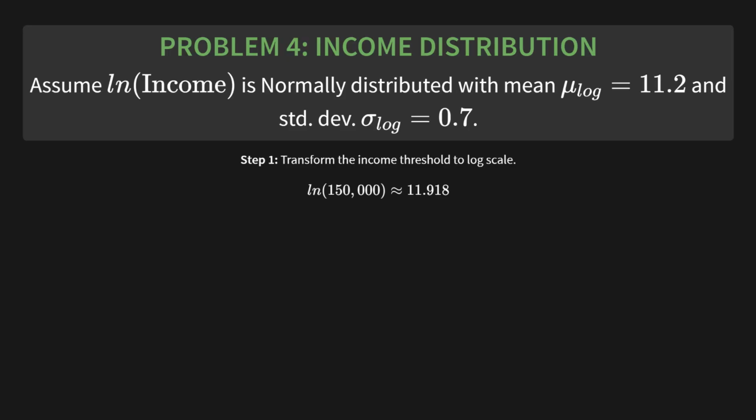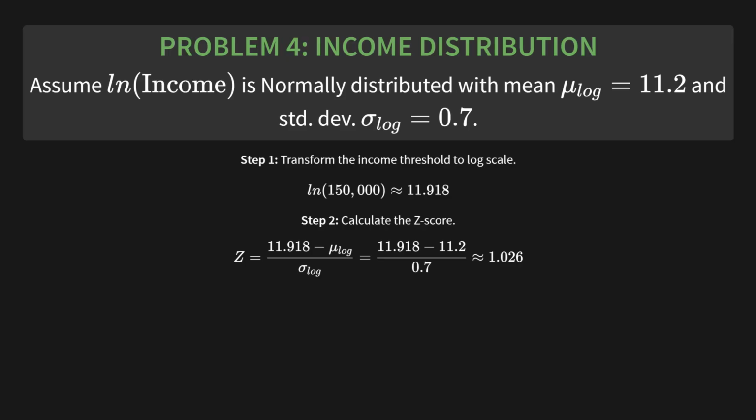Step 1. We can't work with the dollar amount directly. We have to transform the income threshold to the log scale. So we take the natural log of 150,000, which is approximately 11.918. Step 2. Now we calculate the z-score. Remember that formula? It's our value minus the mean divided by the standard deviation. So we take 11.918, subtract the mean of 11.2, and divide the result by the standard deviation of 0.7. This gives us a z-score of about 1.026.